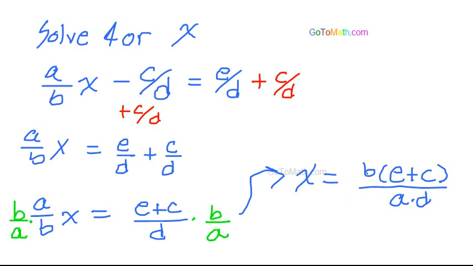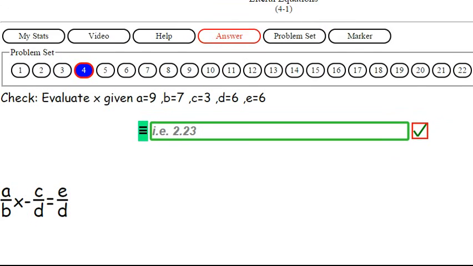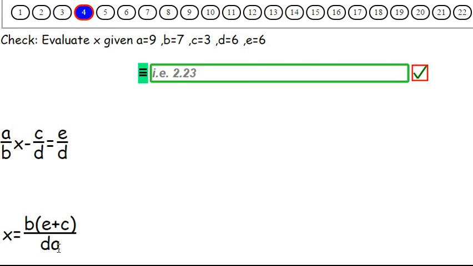Okay, can we all remember this? x equals b times (e plus c) over a d. See if we can all remember that. Answer is bec over ad, same thing. Okay, it all looks good. Now, what you'll want to do, of course, there's only one answer to this. Looks like round to 2 decimal places.